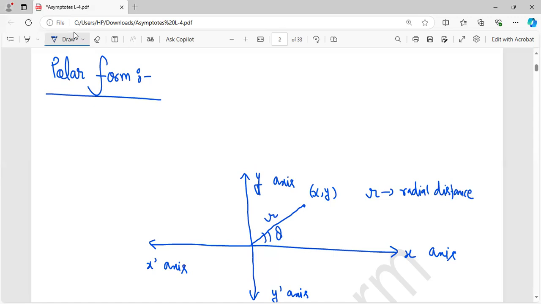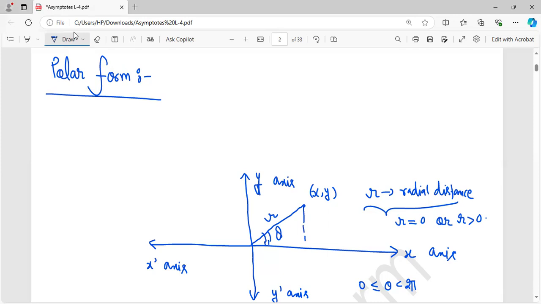So what is the possibility for r? Either 0 or it is positive. And what is theta? Theta is always varying. It can vary from 0 to at most 2 pi, that is 360 degrees. So every point in the xy plane can be expressed this way.